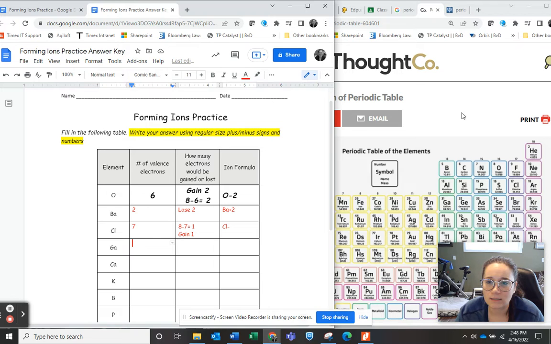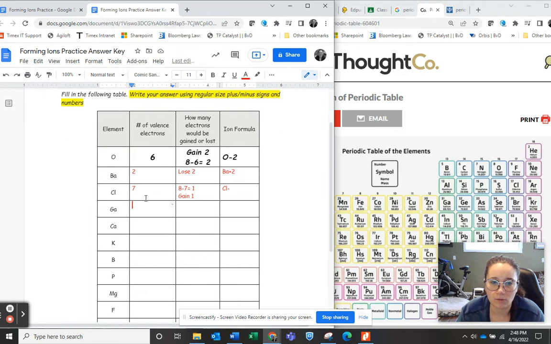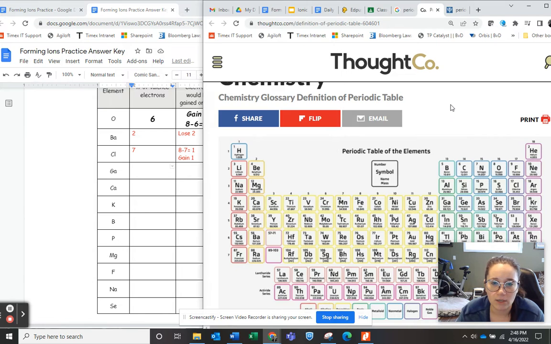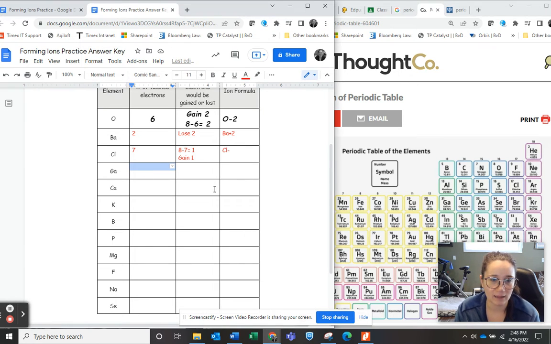So next up in our list, the barium and chlorine I did with you in the last video. So we're now going to do gallium, which is Ga. Gallium is right here, number 31. It's in group 13, so that means that it has 3 valence electrons. 3 and under means that we're going to lose 3, which means that our ion is going to be Ga 3+, okay? Because we're losing 3 electrons, we have 3 extra protons, which means we're going to be a positive ion.